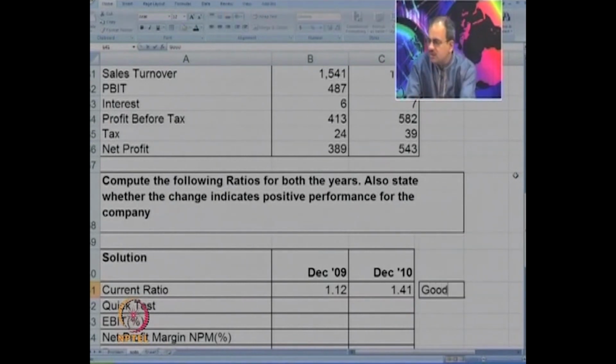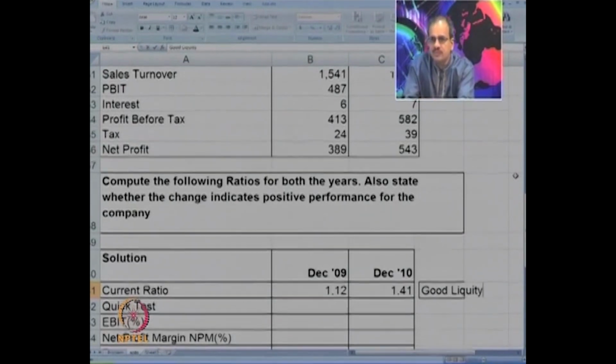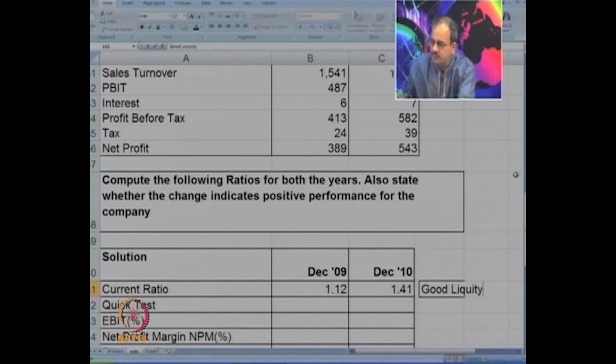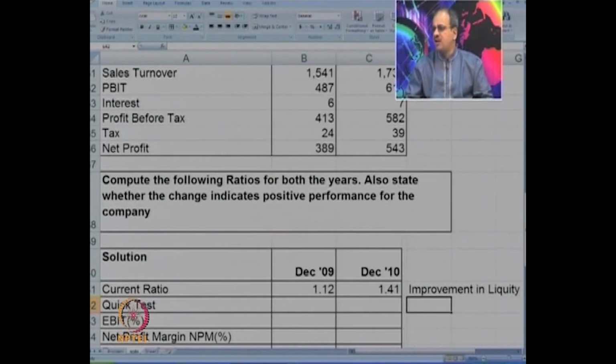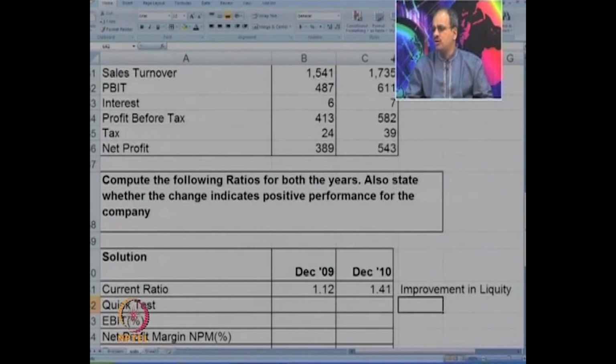It shows good liquidity position. Instead of good, I think I will specifically say improvement. That will make better sense for everyone. So, there is an improvement in liquidity position, as you can see. Okay. Now, let us try to go for the next ratio.